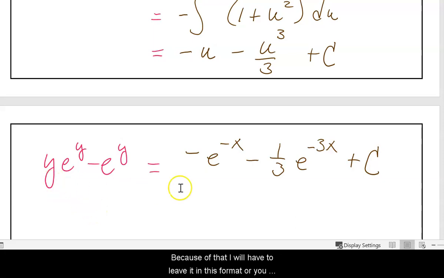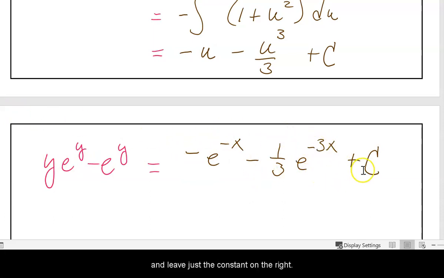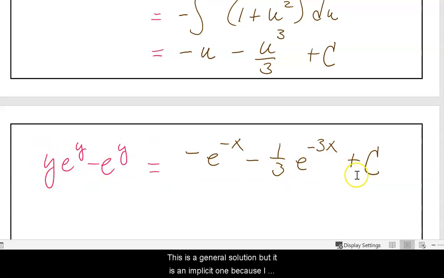Because of that, I will have to leave it in this format, or you could move all of the terms related to x and y to the left and leave just the constant on the right. This is a general solution, but it is an implicit one because I was not able to solve for y.